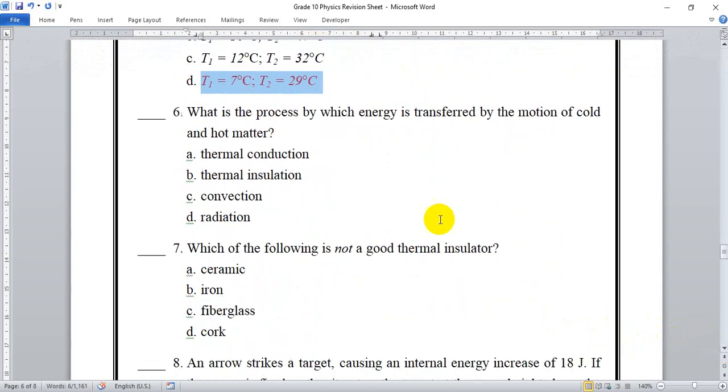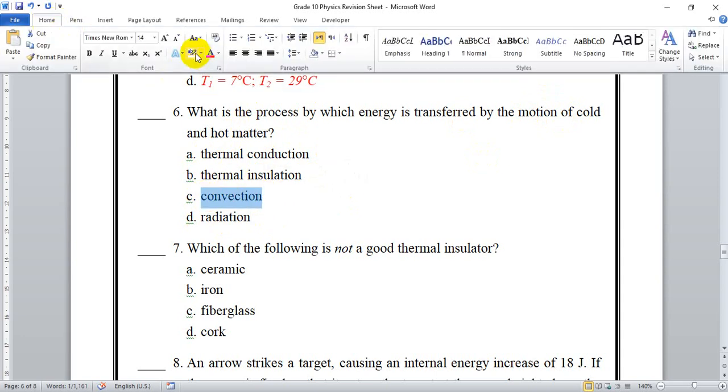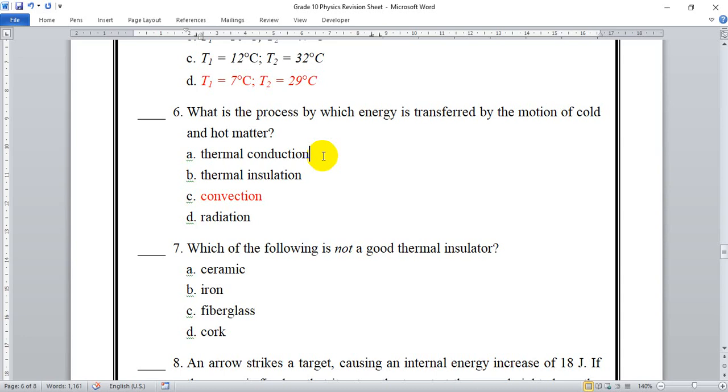Number 6. What is the process by which energy is transferred by the motion of cold and hot matter? Thermal conduction, thermal insulation, convection, or radiation. The motion of cold and hot matter: the particles of the matter move. So it is convection. Convection needs the movement of particles of matter.